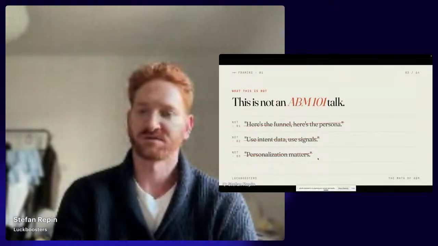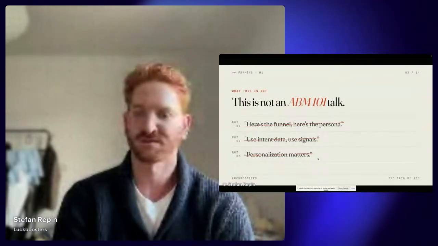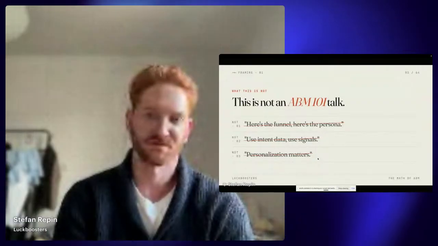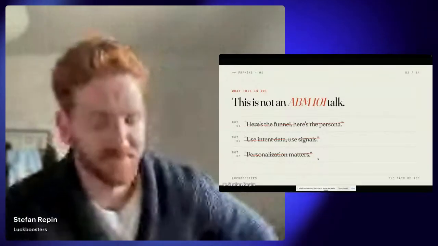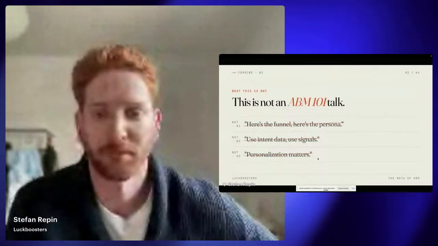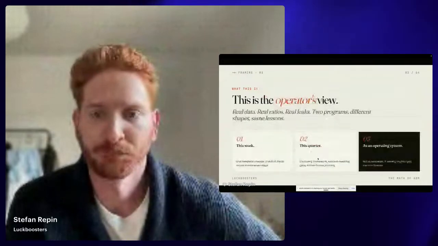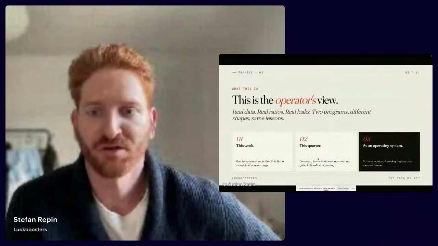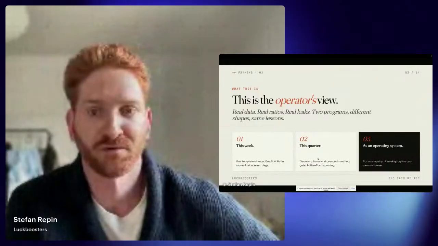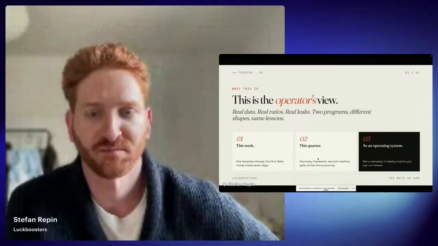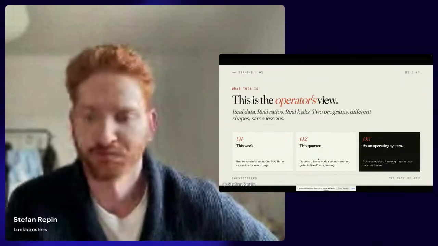We won't talk about here's the funnel, here's the persona, use intent data, use signals, personalization matters. We won't touch any of that at all. This is a talk for more advanced practitioners, people who know ABM by operating it. We're going to talk about real ratios, real leaks, two programs that have run for different regions, with the same lessons learned, different shapes.